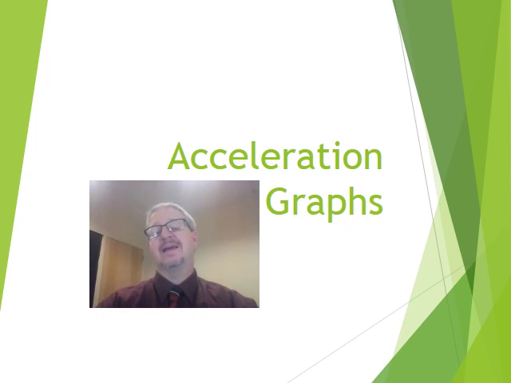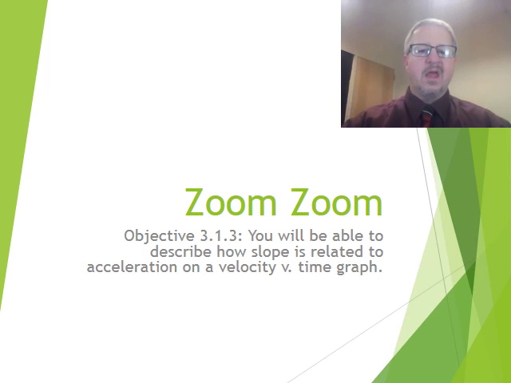Today we're going to be looking at acceleration graphs. So we're kind of moving from the formula to the graphs, depicting the acceleration of an object in a visual format. But we still need to use our formula, so we'll get into a little bit of that as we move along here. So let's get into it. Our objective today is that you'll be able to read and describe how slope is related to acceleration on one of these velocity versus time graphs that I'm talking about.